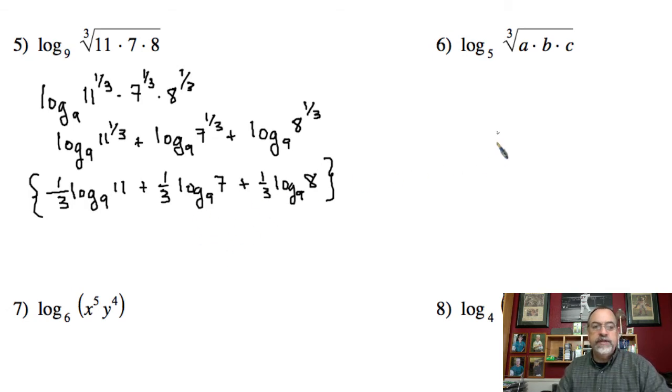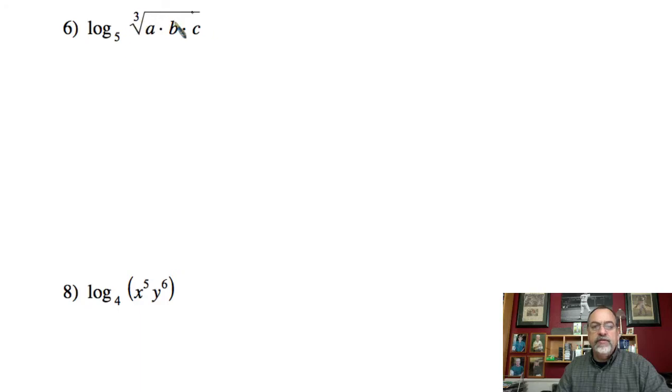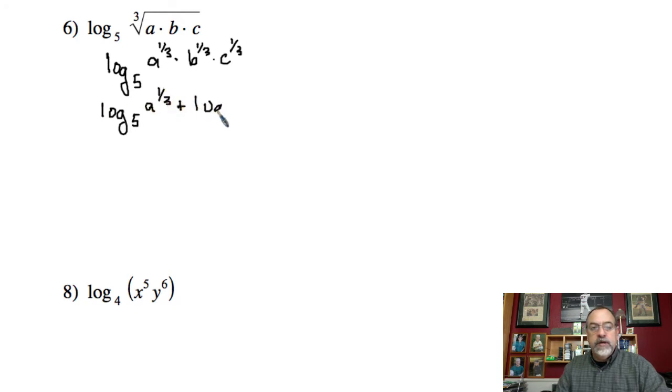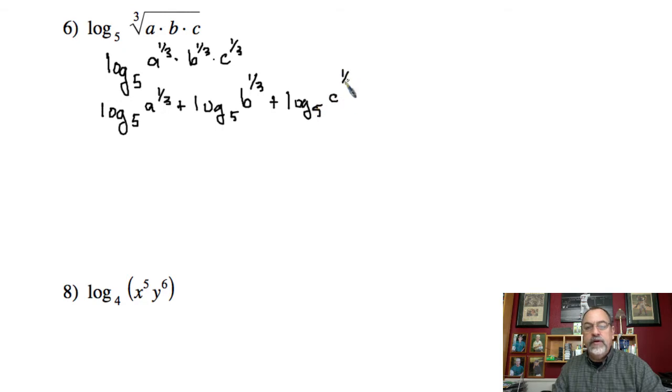Okay, take a look at number 6. Again, because we have a cube root, we're going to need to change that to its fractional exponent. So this is a to the 1/3 times b to the 1/3 times c to the 1/3. So because these are being multiplied together, we're going to go ahead and add those. So this is log base 5 of a to the 1/3 plus log base 5 of b to the 1/3 plus log base 5 of c to the 1/3.